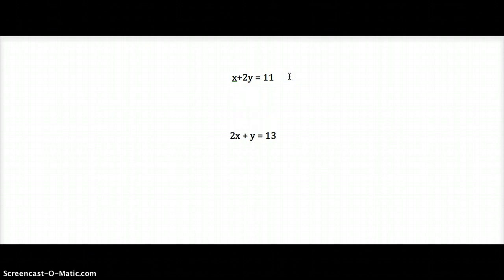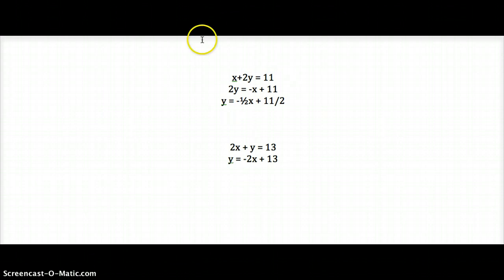Okay, so let's subtract the x from the other side, and we get 2y equals minus x plus 11, which gives us, dividing it all by 2, y equals negative 1/2 x plus 11 over 2. And down here, subtracting the 2x, you get y equals negative 2x plus 13. All right, so let's go to our graph and graph these two.